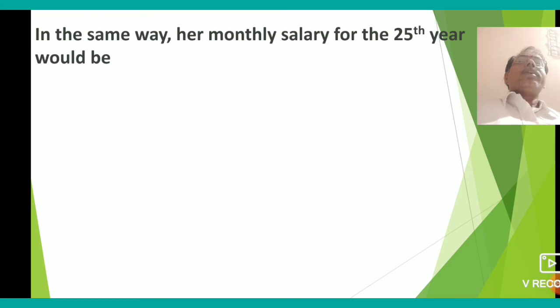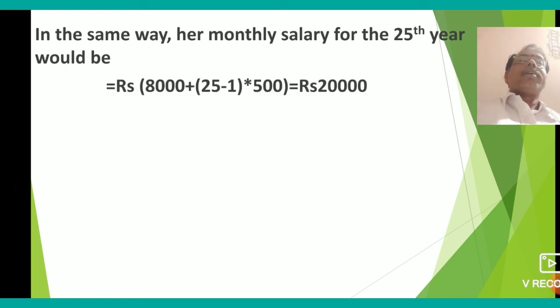So in the same way, her monthly salary for the 25th year would be, children, can you say? Yes, rupees 8,000 plus 25 minus 1 into 500. That means for the 25th term we are writing 8,000 plus 25 minus 1 into 500. Here 8,000 is the first term, 25 is the term number, and 500 is the fixed term or common difference. That's why 8,000 plus 25 minus 1 into 500.